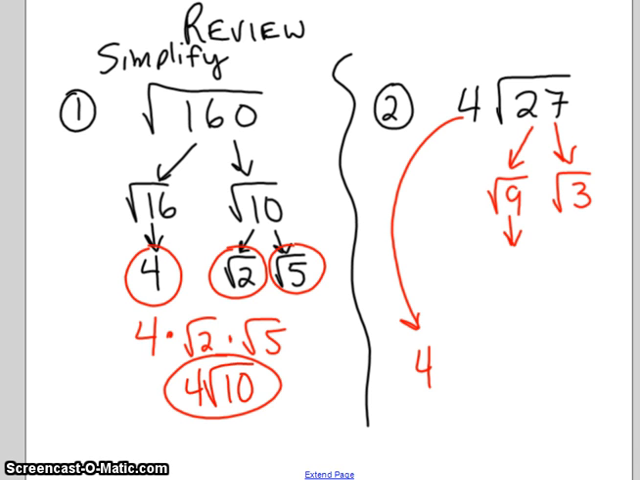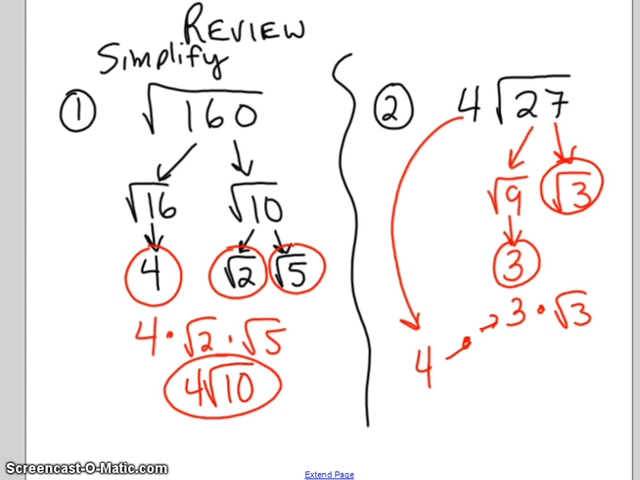We know the square root of 9 is 3, and the square root of 3 can't be broken into anything else. So we have 3 times the square root of 3. But we also have this 4, so we're going to multiply this 4 by the 3 as well. So we have 4 times 3 times square root of 3. 4 times 3 is 12, and then we have the square root of 3.